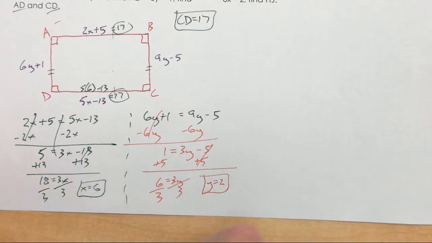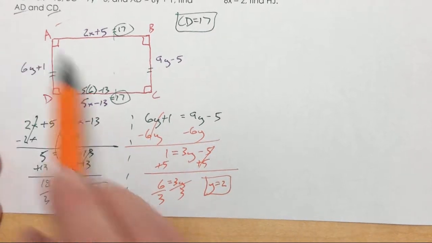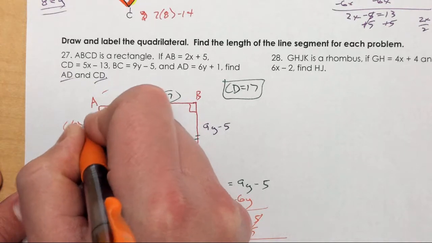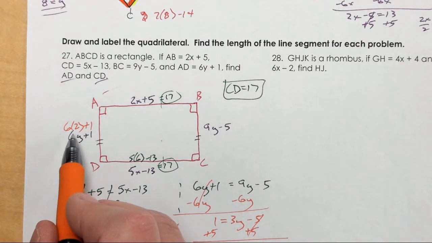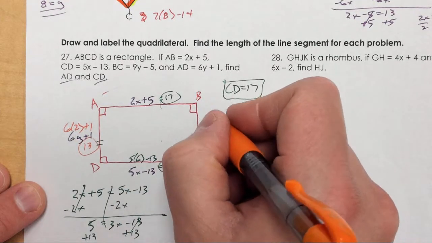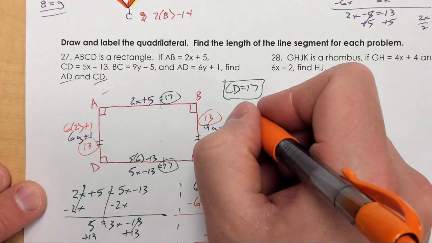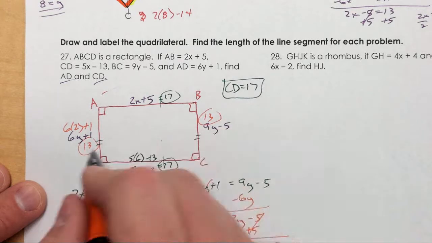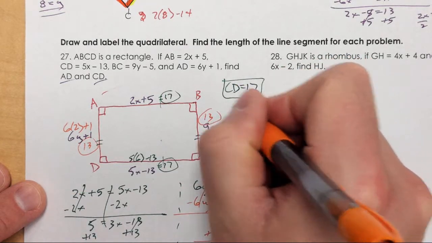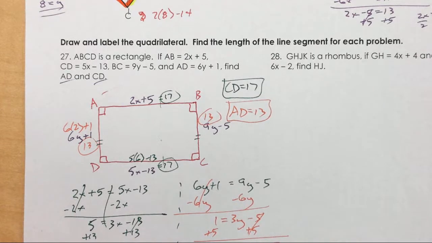So y is 2. So I need to solve for AD now. So I'm going to take 2 for y and stick it in here. 6 times 2 plus 1. Well, 6 times 2 is 12, plus 1 is 13. If you do the same thing on the other side, you'd also get 13. So I know that y has to be 2, and I know that AD is 13. And that is how you solve this problem.